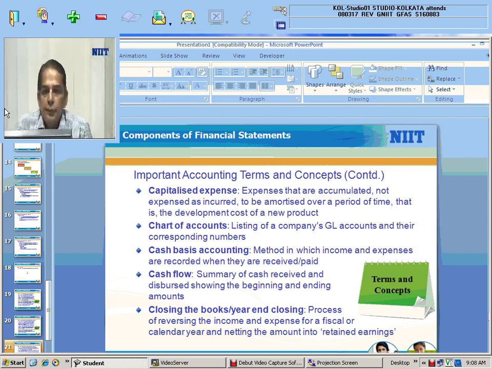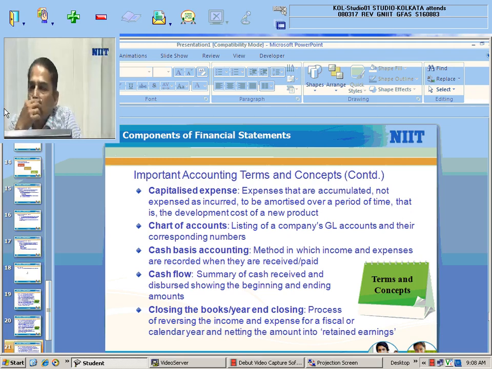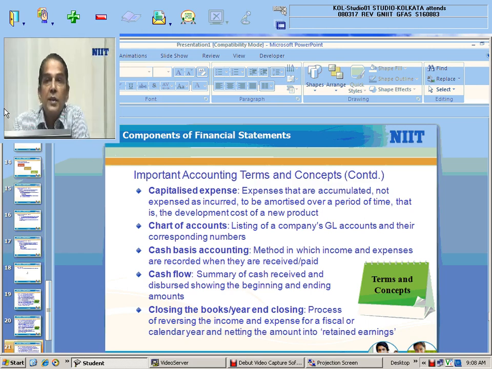Let us come to cash flow. Cash flow is nothing but a summary of cash received and disbursed, showing the beginning amount of cash and the ending amount of cash. You can consider it a sort of reconciliation statement. It starts with the opening cash, then the various cash inflows, cash outflows, and the closing cash. So basically it is a summary of cash received and disbursed during an accounting period, showing the opening cash and the closing cash.